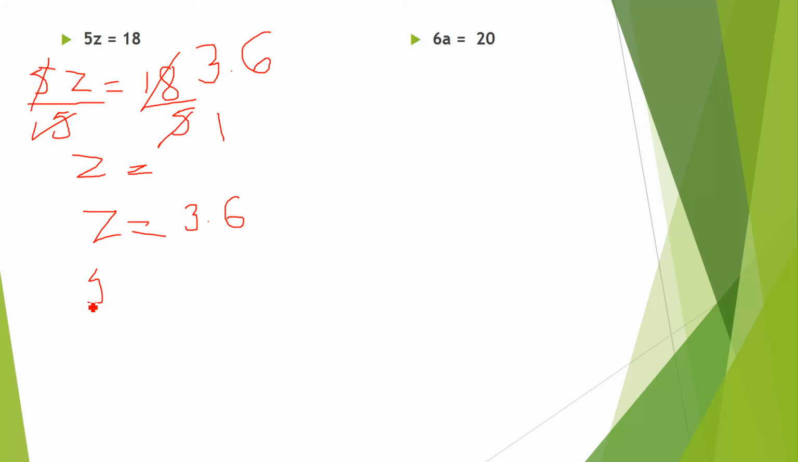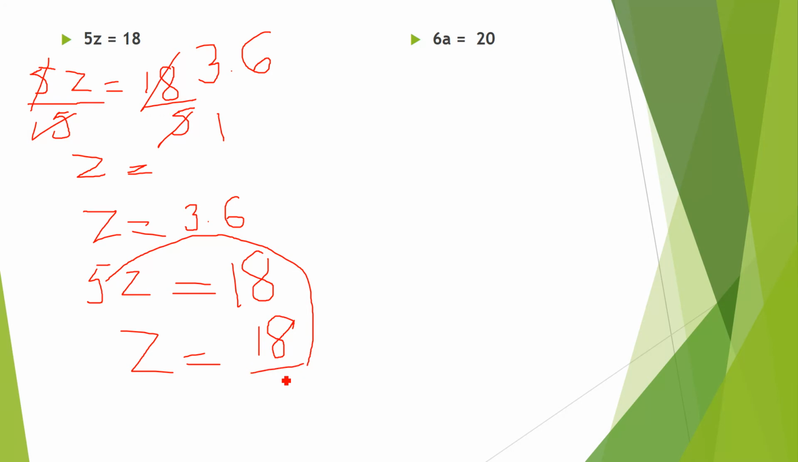Another method is 5z equal to 18, and then z will remain the same on the left hand side, 18 will remain the same on the right hand side. You have to move only this 5. So how you will move? This is multiplication. So here on the other side of the equation, on the right side, it will divide 18. So z is equal to again 5 3 times 15 and then 5 6 times 30. This is the answer.